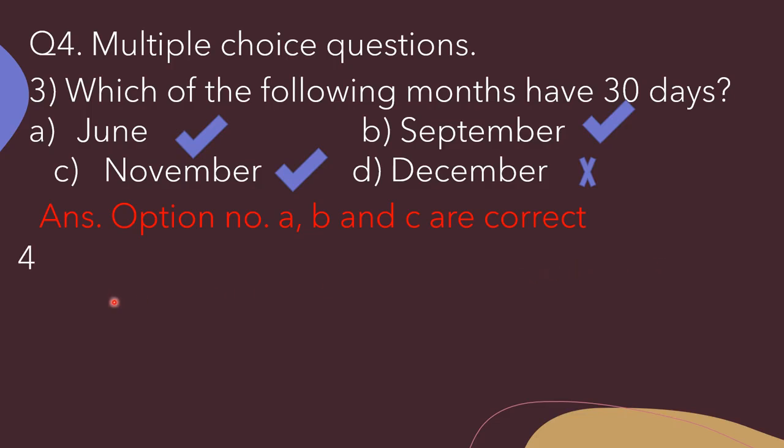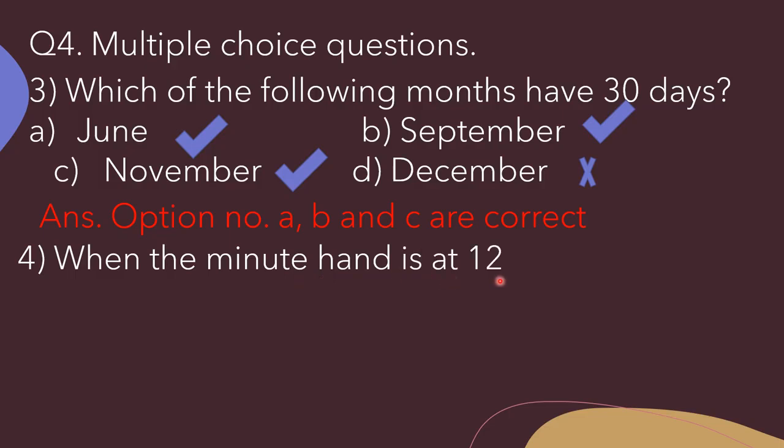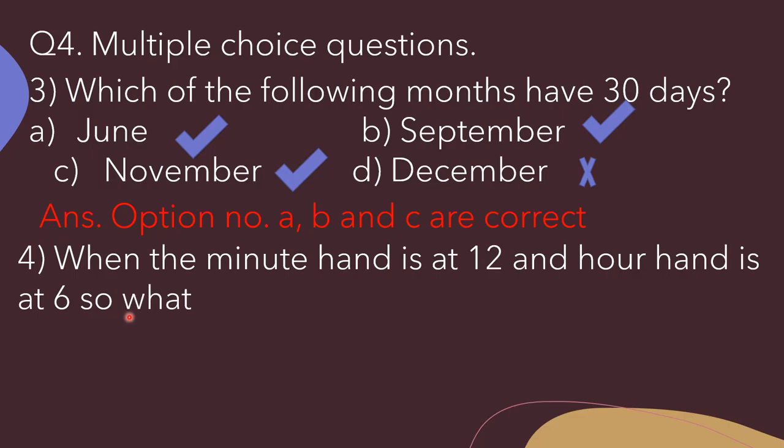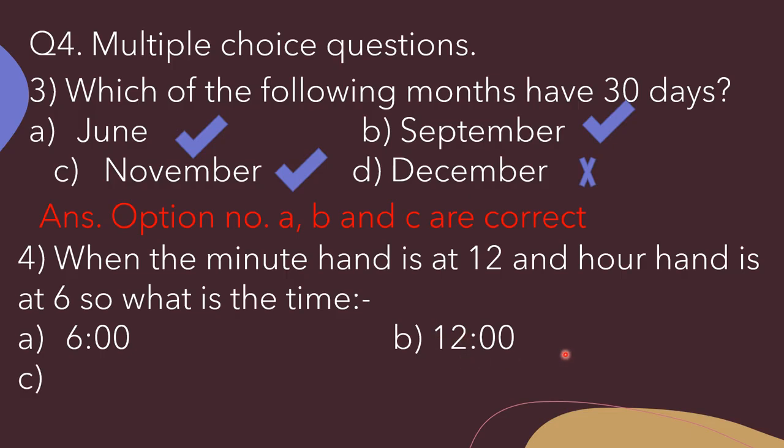Okay. Now question number 4. When the minute hand is at 12 and the hour hand is at 6. So what is the time? A 6 colon 00, B 12 colon 00, C half past 6 or D 6 o'clock. Now beta, whenever the minute hand is at 12, it means o'clock time is there, right? And our hand is at number 6. Okay, so it means 6 o'clock is there, right?